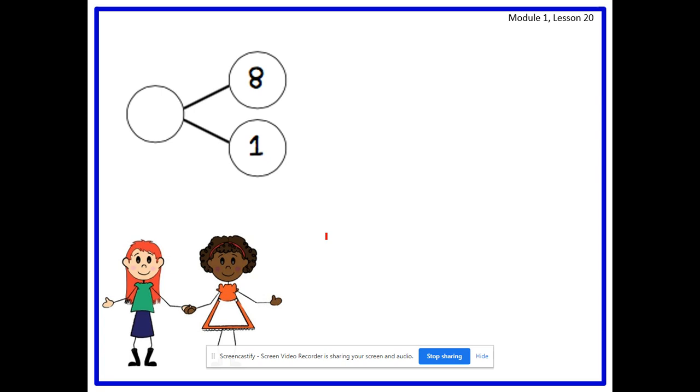Okay, by now you should have already drawn the number bond. Now, let's start with our key points. First, let's circle the larger part. Which is the larger part? Get ready. Yes, 8. So let's circle together.